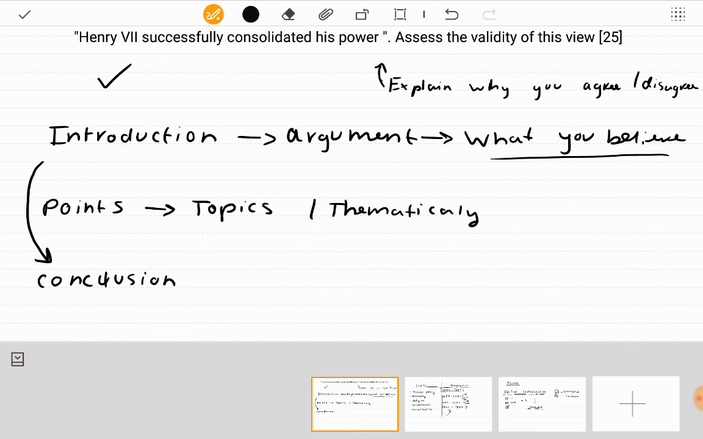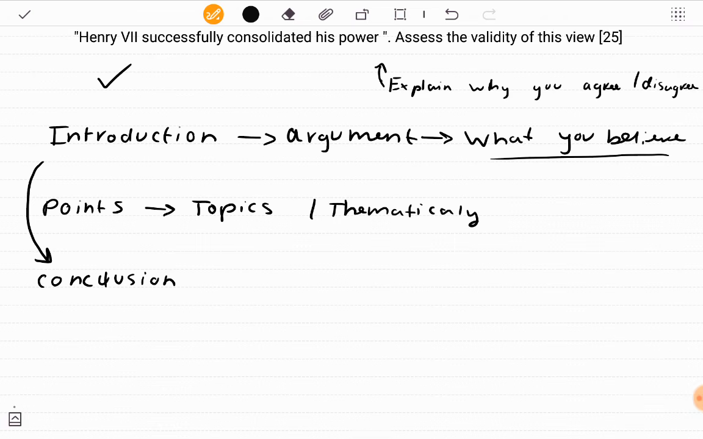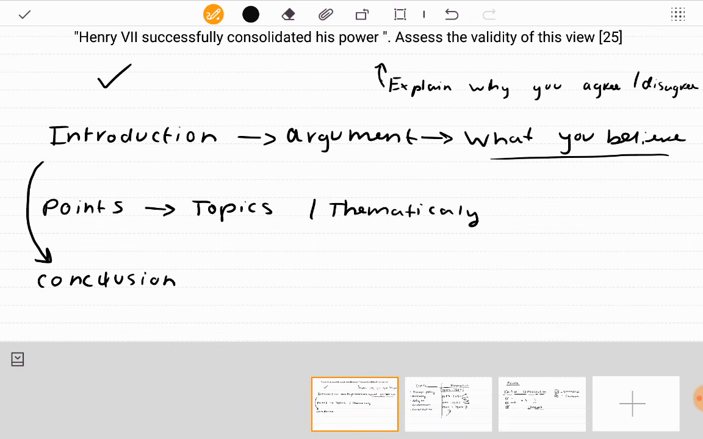Now your conclusion has to say what was in your introduction. You can't say in your introduction, overall it's most convincing to argue that Henry VII was successful, but then in your conclusion say, however, I think this isn't true. You have to go back to your introduction and pack up all of the points that you've made and put them together in a nice, concise way. And altogether, if you think of it like that, it isn't as daunting as you might understand.